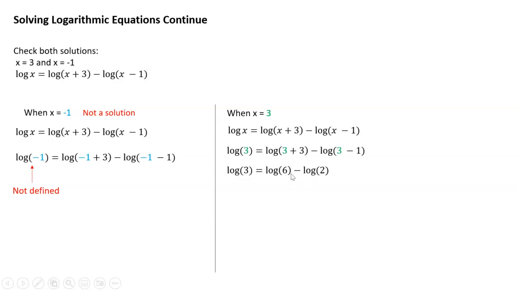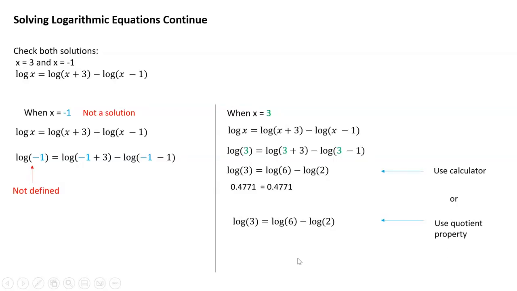Now here, guys, you can actually put it into the calculator, or else you can use the rules, right? You use the calculator, and I know this is correct because both sides give you the same value. But if you want, you can also solve it by using the properties. So if you have log of 6 on the right side minus log of 2, if it's a minus, you can condense it by using the quotient rule or the quotient property. You see, guys, log of 3 equals log of 3. So 3 is a solution.